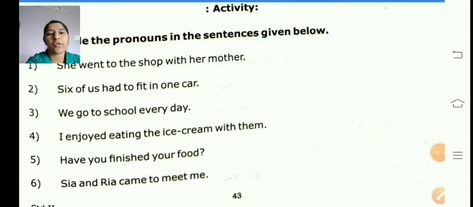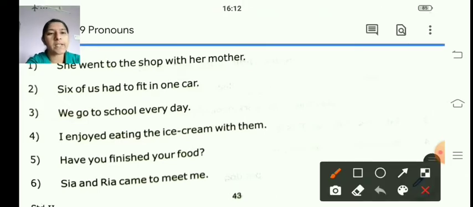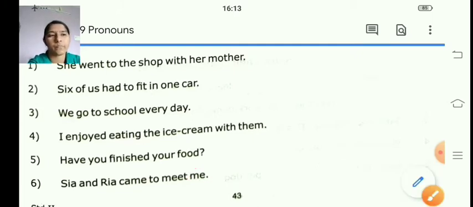So the next one, sixth one here. Sia and Ria came to meet me. So we are not specifying any name there. Came to meet me. So we will circle the word me here. That is a pronoun. Understood, children? So with that, we finished the first activity. Shall we move on to the next? Yes. We'll do that now.